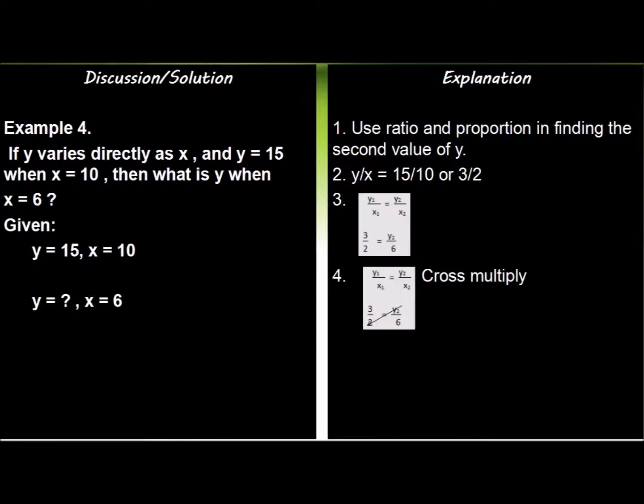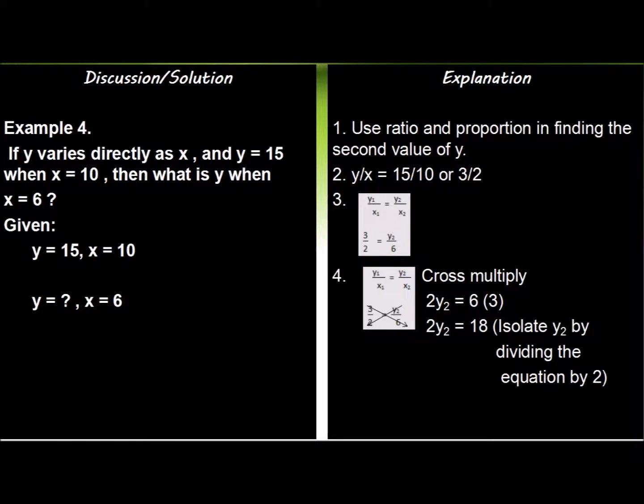Now, by cross multiplication, we have to cross multiply. We will start with the unknown, the y sub 2, cross it over to 2, so we have here 2 times y sub 2, which is equal to the multiplication of the other side, we have 3 times 6, or 6 times 3. So y sub 2 times 2 is equal to 6 times 3, equal to 18. From there, isolate y sub 2 by dividing the equation by 2. So the final answer is y sub 2, which is equal to 9.